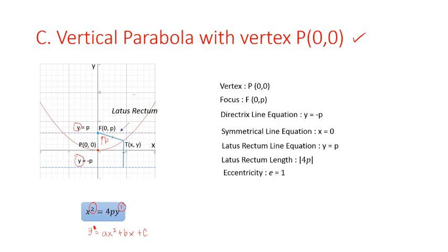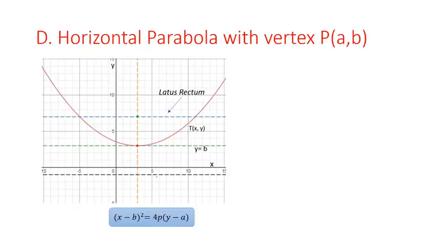So let's check the vertex (a, b) for the vertical parabola. Okay, let's make a correction here. This is supposed to be for the vertical parabola. For the vertical parabola with vertex (a, b), it is the same: from the vertex (0, 0), it is translated a units to the right and b units up.